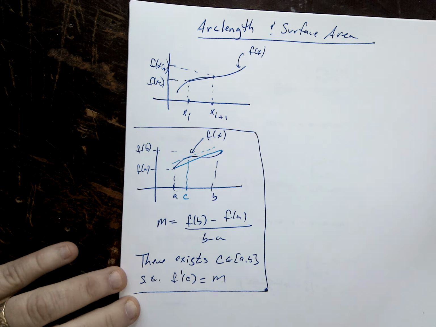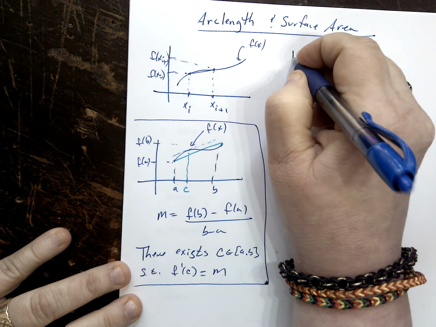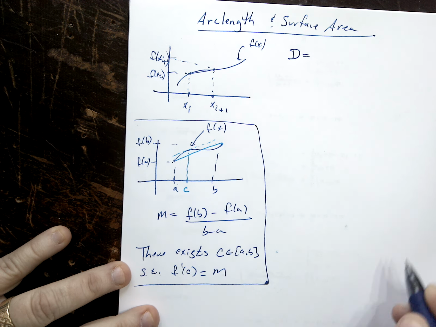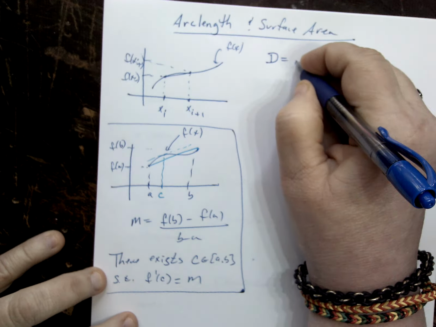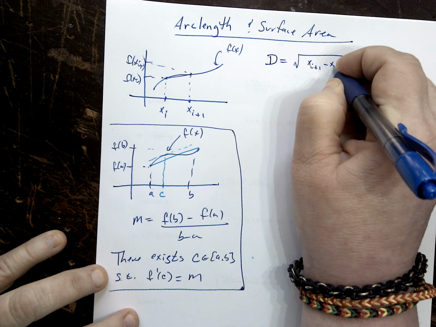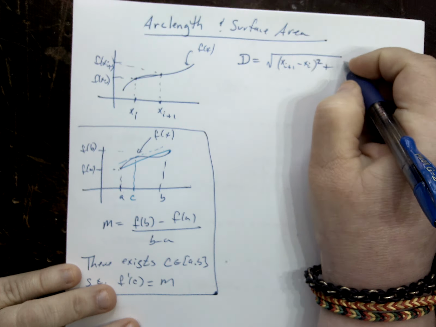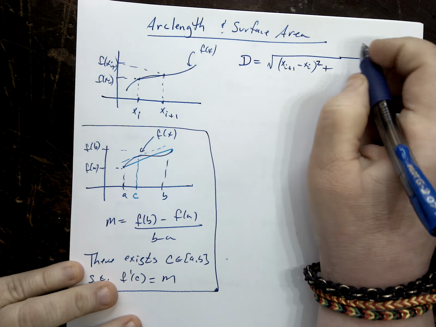And my f of xi and all that. Now, the distance between these 2 points is the square root of xi plus 1 minus xi quantity squared plus f of xi plus 1 minus f of xi, those two are squared.